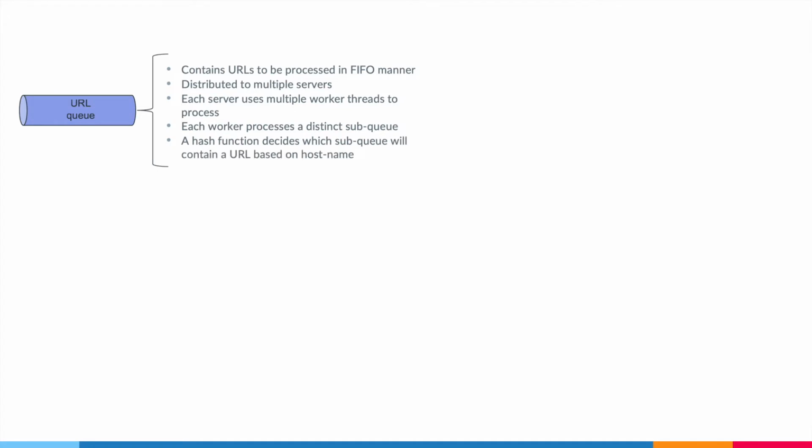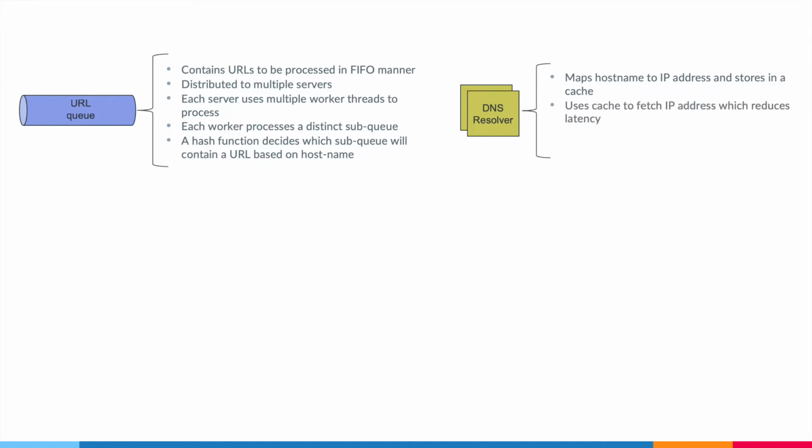The other thing our algorithm needs is a DNS resolver which would map the hostname to IP address and cache it. When further URLs of the same domain need to be crawled, the crawler will look up this cache instead of resolving it again and hence reduce latency. If there's a cache miss, we'll resolve the domain from either the local or global DNS.